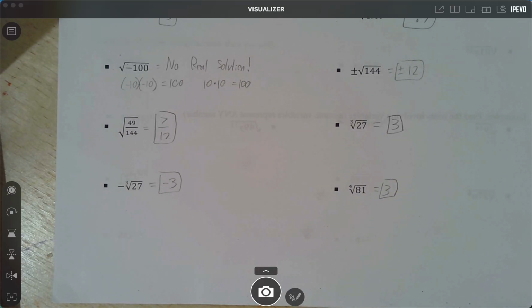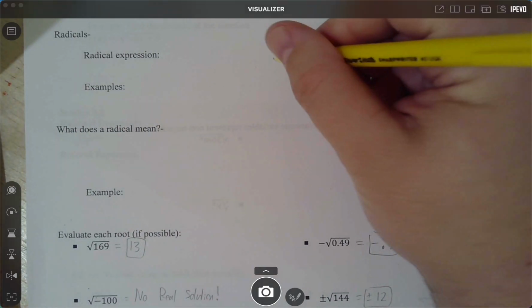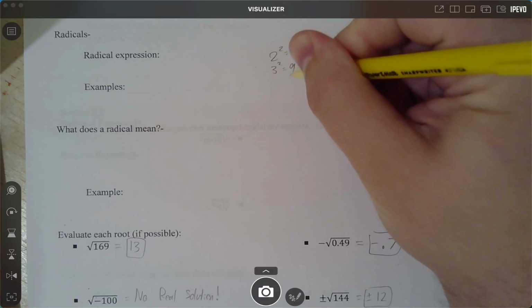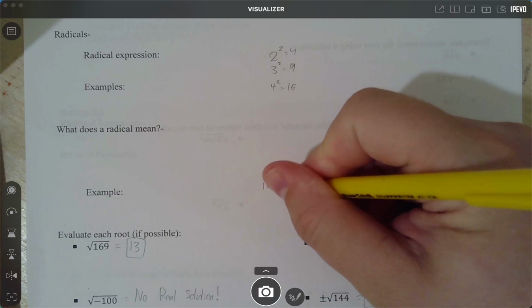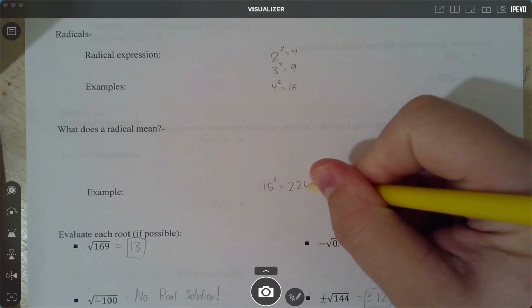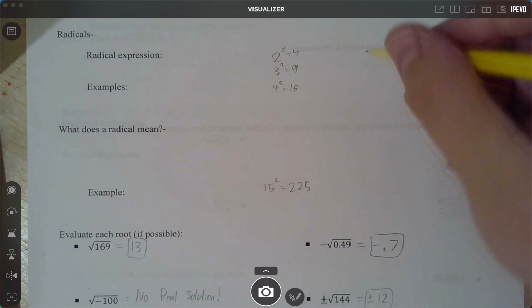Okay, other things you can do, I would recommend on your scratch paper, the first thing you do when you get your exam is write 2 squared is 4, 3 squared is 9, 4 squared is 16, and I would almost go up to 15 squared, which ends up being, I believe, 225. Let me double check. 15 times 15, yep, 225.